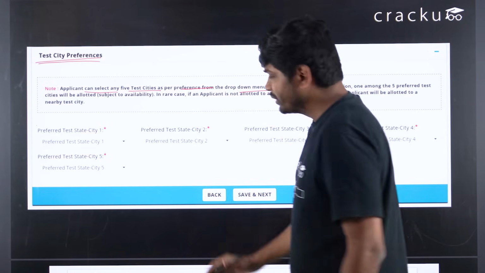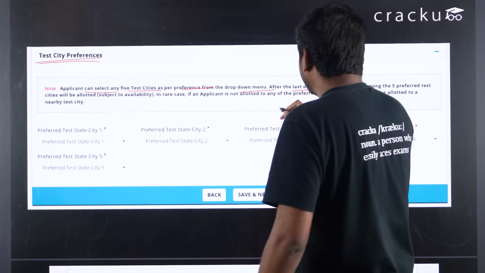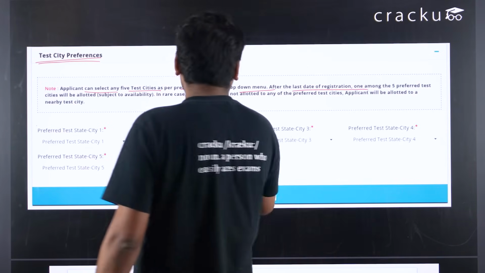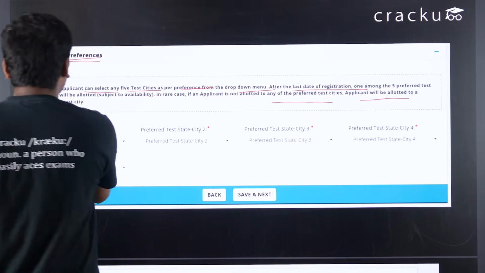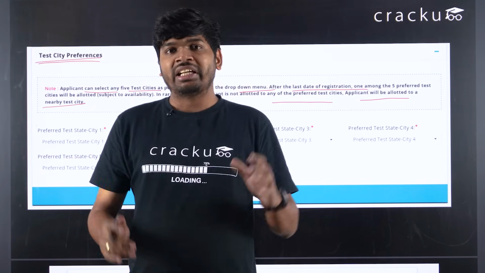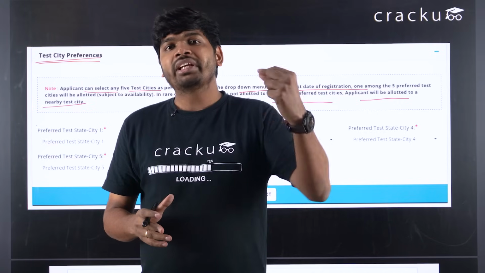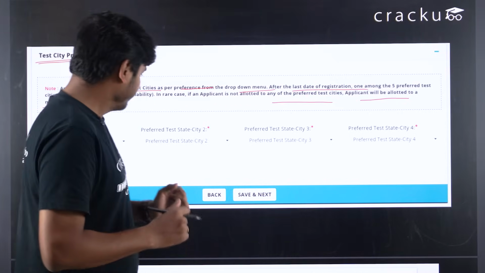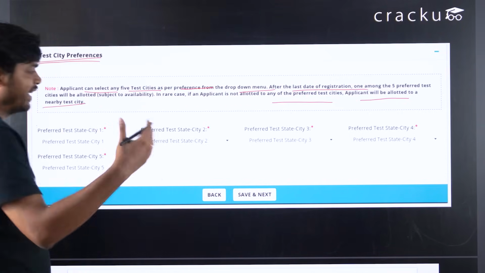There will be a list of cities. The CAT exam is conducted across various cities. You can select the test city as per your feasibility. Okay, and for preferred test cities, applicants will be allotted a nearby test city. For example, if you have selected 5 test cities and you are not able to get any of the 5 test cities, then you will be given one test city which is nearby to those areas. After selecting the test cities, just click on save and next.